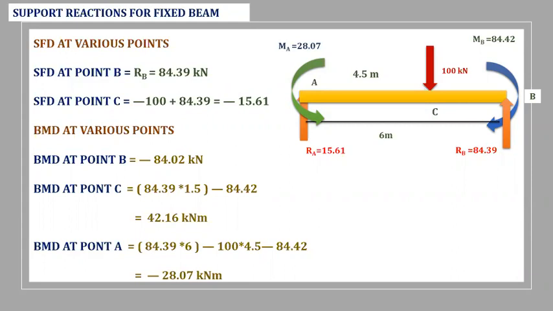Now bending moment at point A, just to reach that point A. So that is RB into 6 minus 100 into 4.5 minus 84.42. I don't consider the 28.07. Why? Because if we consider that value, we will get 0. Finally, sum of the moments at A equal to 0. So bending moment at point A equal to minus MA. So here the given value is plus and in the opposite direction that will be negative.